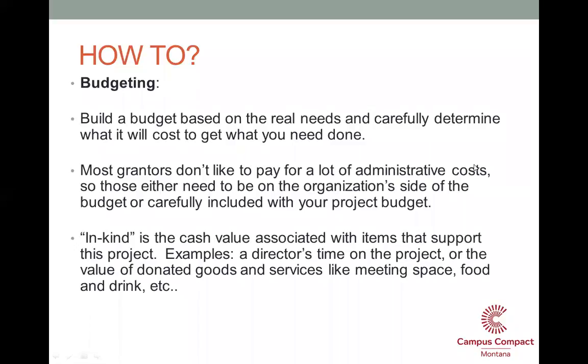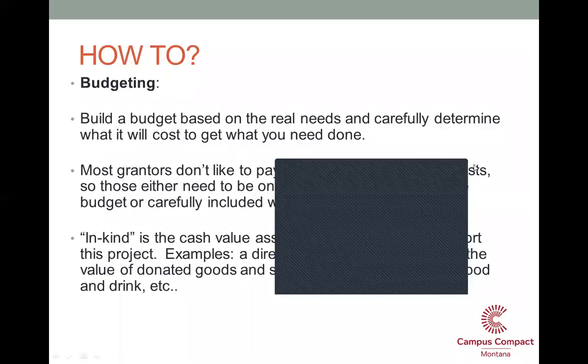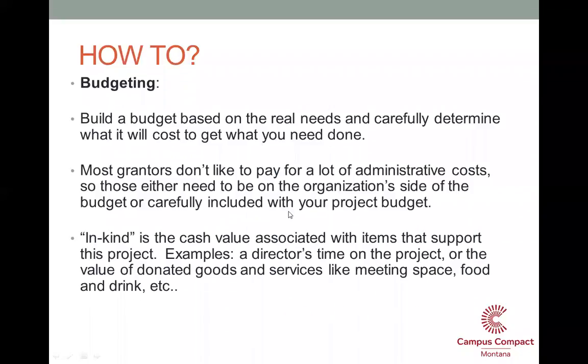So, budgeting for grants. Some of the basics here. I really recommend building a budget that's based on your real needs, and carefully thinking about what it's going to cost to get this work done, and spending some serious time on that. And working with somebody who has a good sense of numbers is the other piece of it.